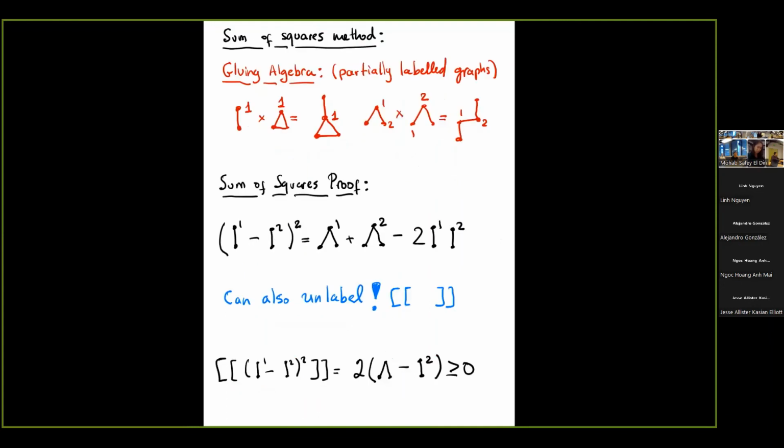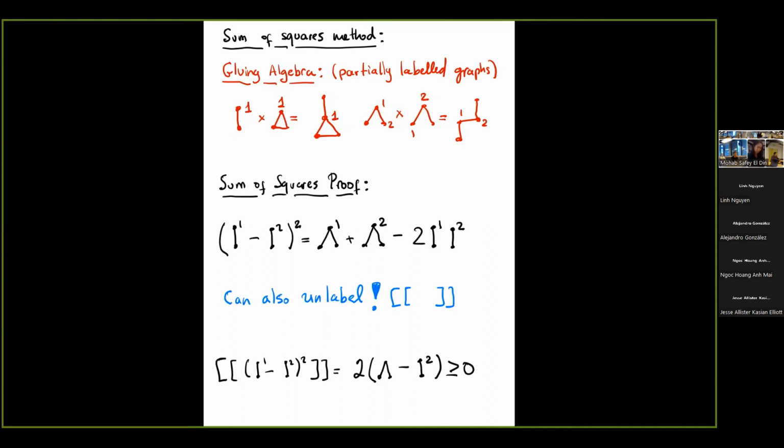Okay, so let me tell you very quickly about the sums of squares method in this setting. First, I'm going to define a gluing algebra. If you have graphs, you can take their formal linear combinations, but you can also multiply them. I'm going to tell you how to multiply graphs with labels. If I have a partially labeled graph, so some vertices have labels and some do not, how do I multiply them? I just glue them together with the labeled vertices identified.